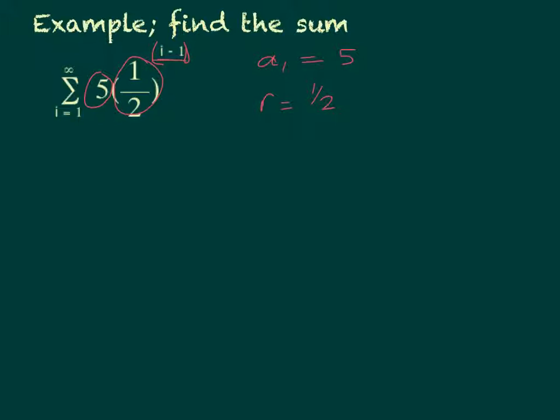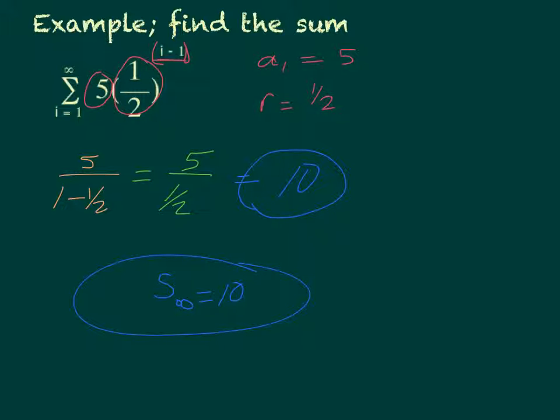So there we go. Okay, so the next thing is put it into the formula. A sub 1 is 5 divided by 1 minus my r, which is 1/2. So that gives me 5 over 1/2. If I invert and multiply, then my final answer is going to be 10. So S sub infinity equals 10.